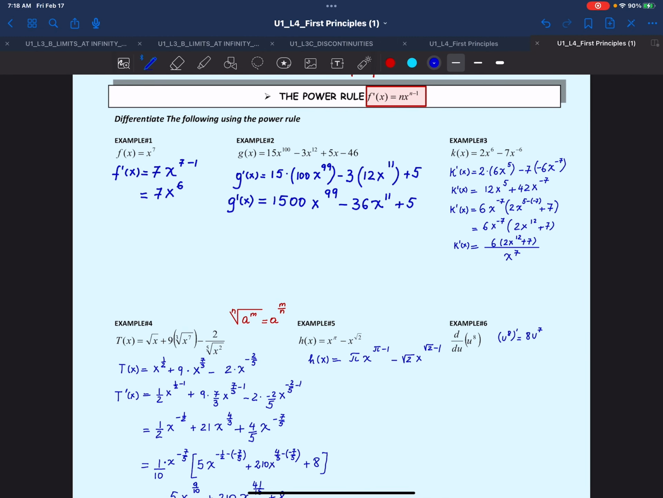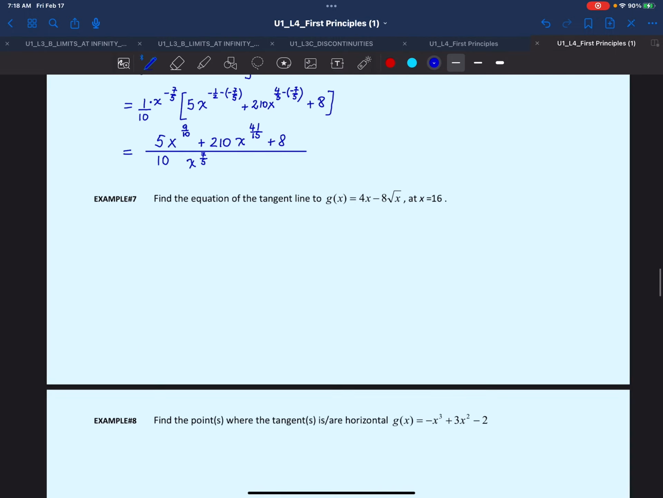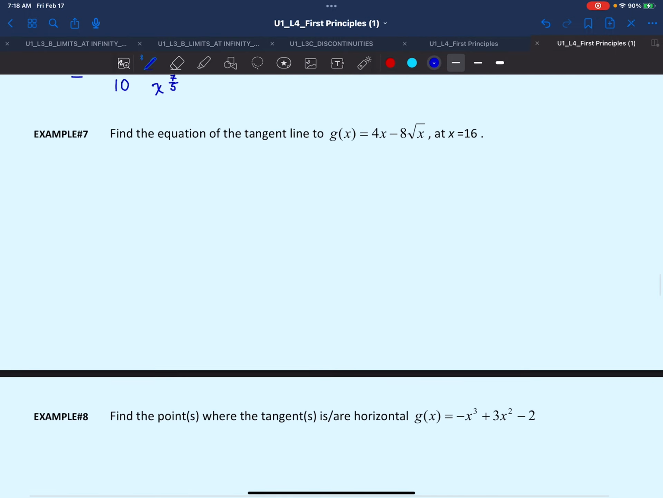In the next video, we'll look into finding the equation of a line using derivatives.